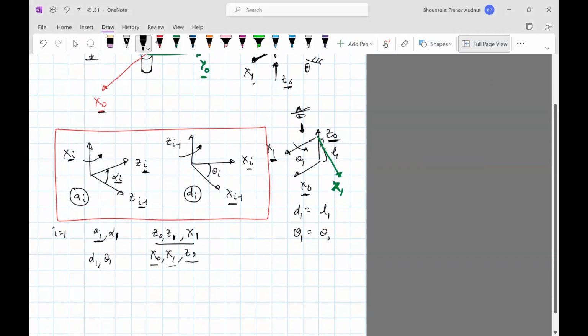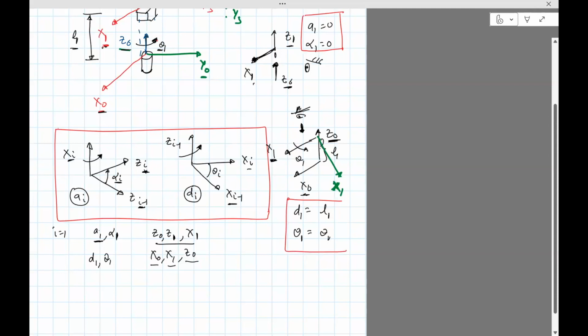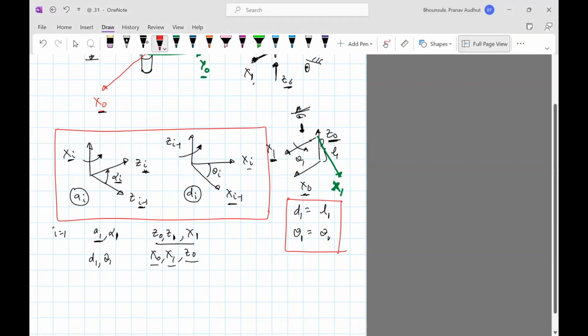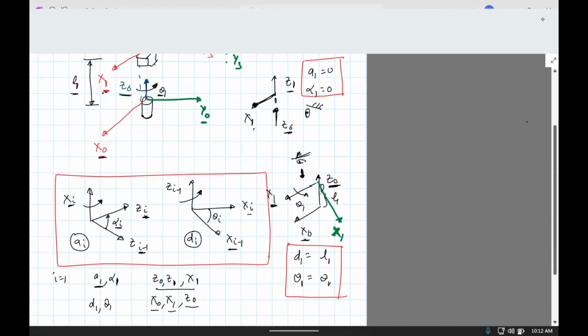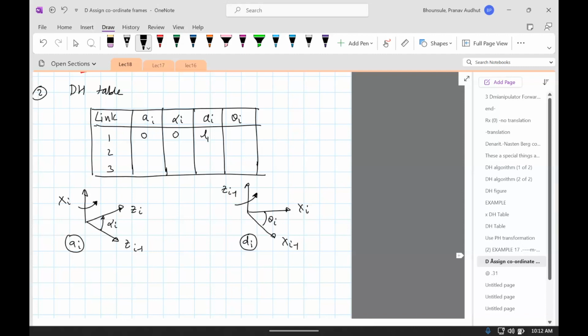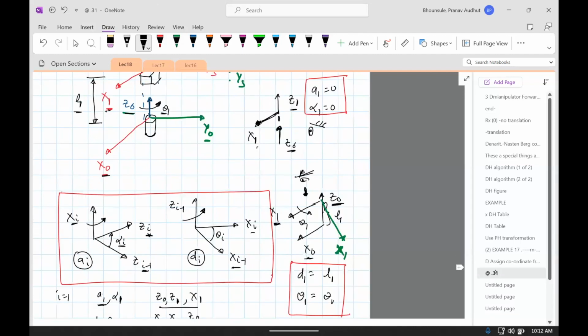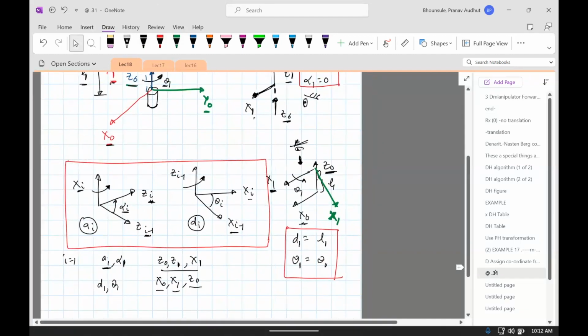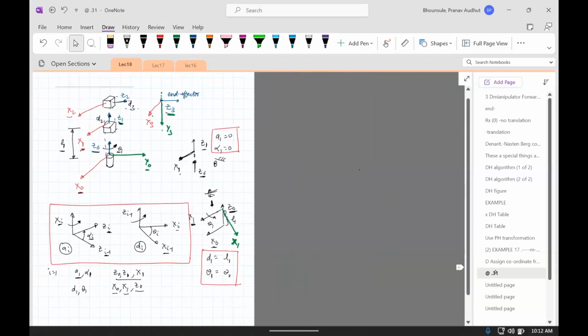So that is basically the first line of the DH table: 0, 0, L1, theta 1. So I can go back and write it down in the table. 0, 0, L1, theta 1. Okay, so this is the reasoning.